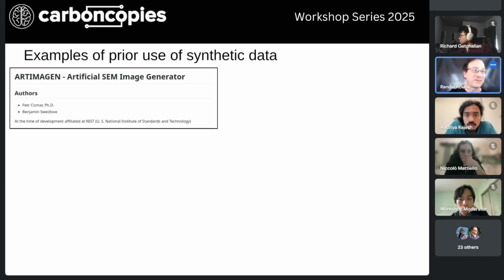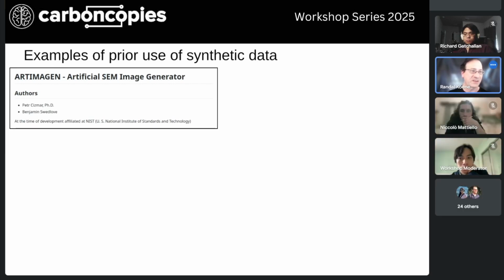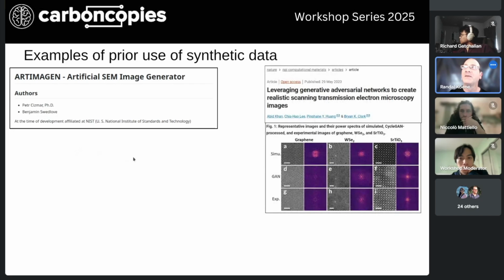So this first one, ArtImagen, or the Artificial SEM Image Generator, generates SEM images of various kinds, including gold on carbon and some semiconductor structures, and they also simulate numerous artifacts such as noise, drift distortion, and edge effects. That synthetic data is then used to assess imaging, metrology, and other techniques. They emphasize how this allows them to carefully specify the degree to which artifacts appear.